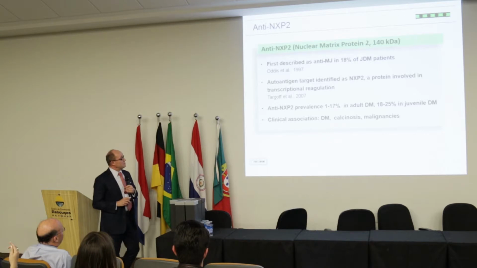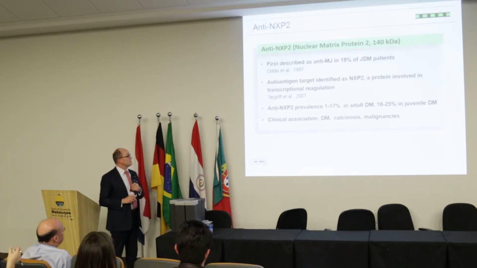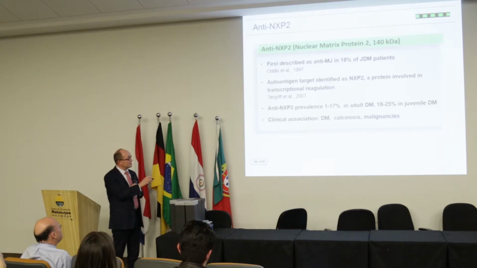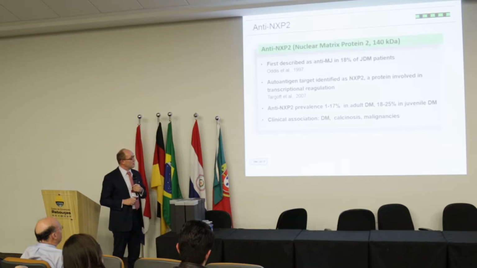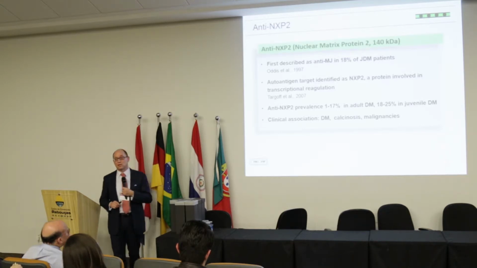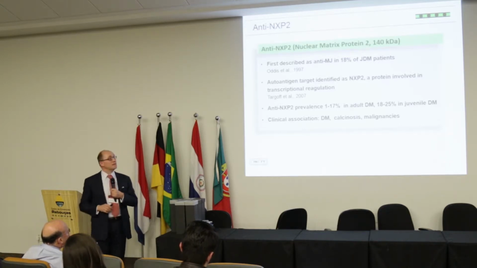NXP2, first described in juvenile dermatomyositis. The antigen has been identified just 10 years later. It is a protein involved in transcriptional regulation. Prevalence in juvenile dermatomyositis is higher than in adults.